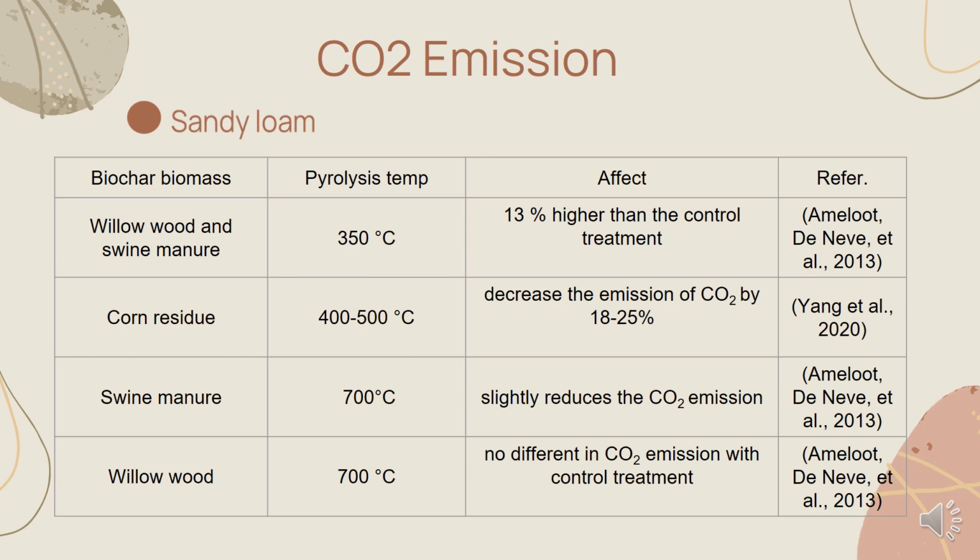Also, there is a slight reduction in carbon dioxide emission when they increased the pyrolysis temperature to 700 Celsius and used swine manure as biochar biomass, and there is no difference in the emissions of carbon dioxide compared to the control treatment when they used wood, at the same pyrolysis temperature.